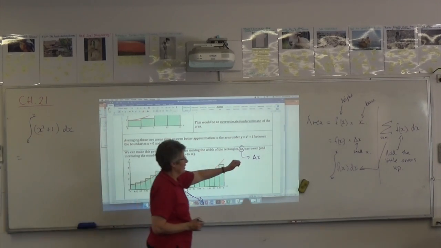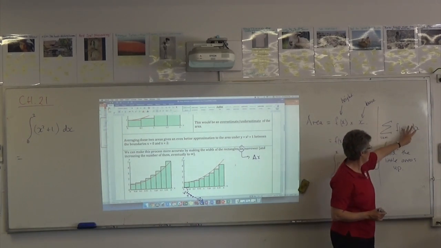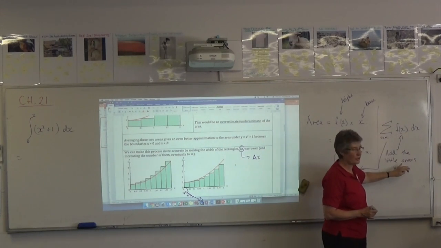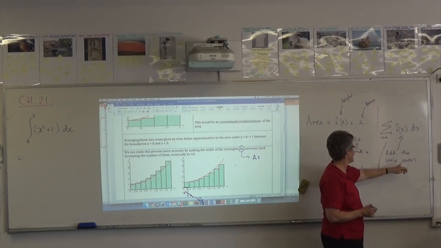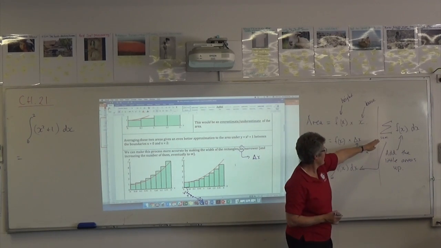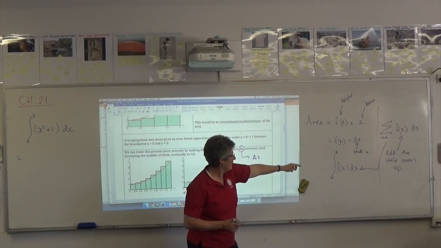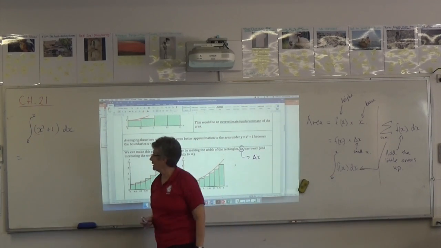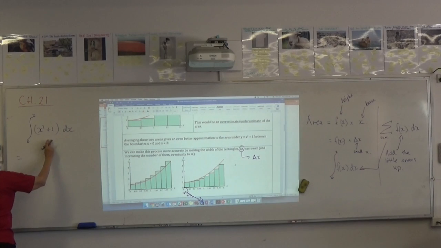So this part here comes from all of this. We're summing up all the little rectangles, okay? And this is our sum. That means do it by hand. This is our shortcut way of doing it. What's our antiderivative of this? x cubed on 3 plus x plus c. That's what we would normally do. I'm going to leave the c there for the moment.